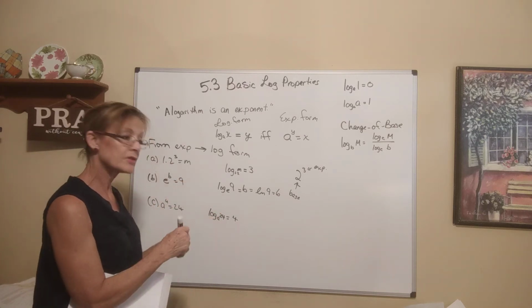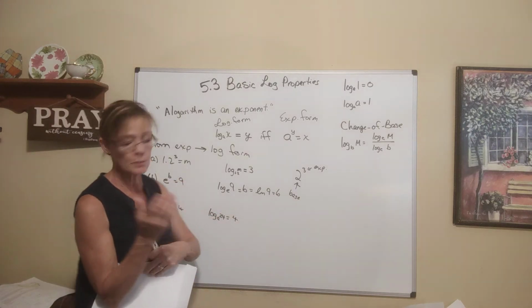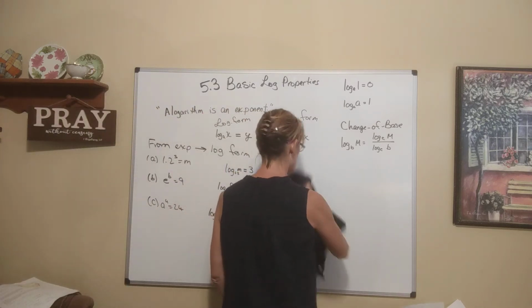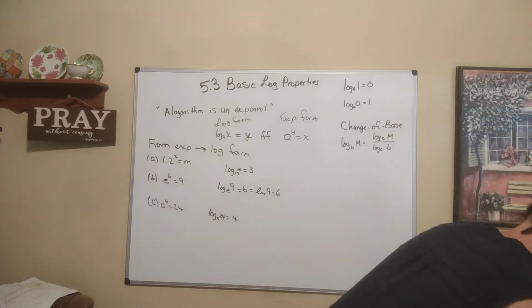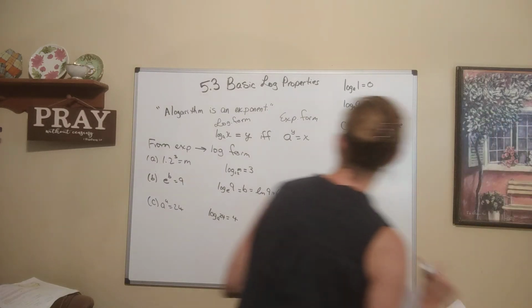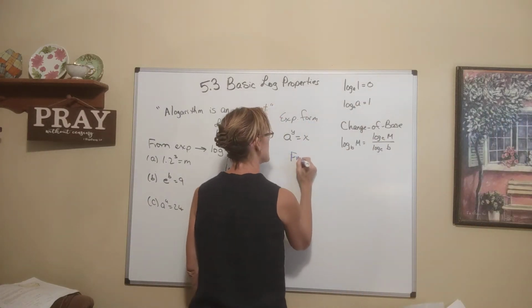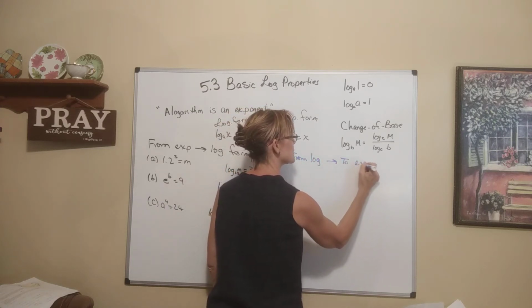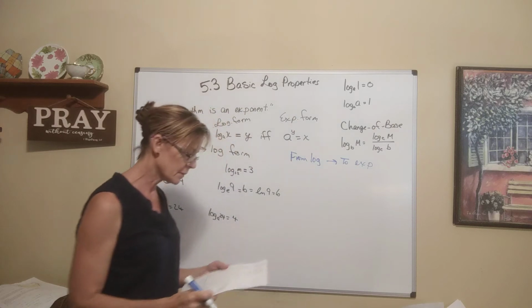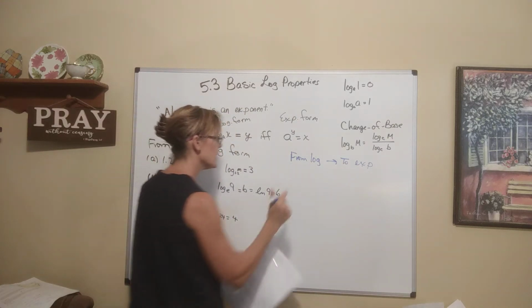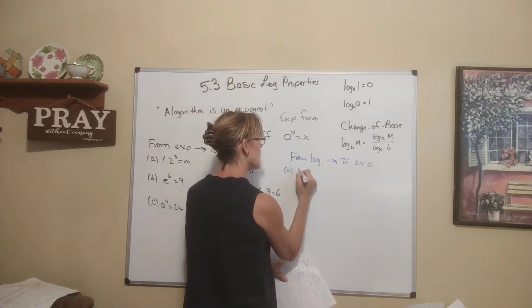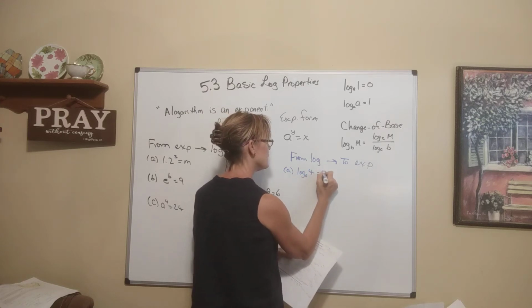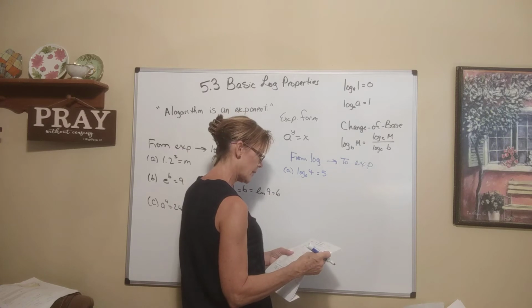All right, you have another set of problems right here. Let's change from log to exponent, from logarithmic to exponential form. Here are a few problems we can do. A says log base a of 4 equals 5. We have log base e.